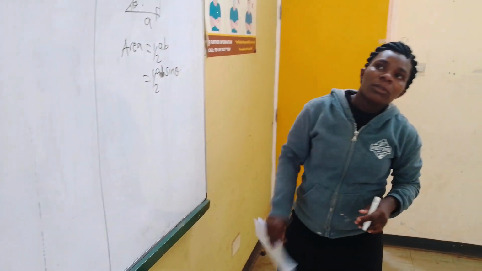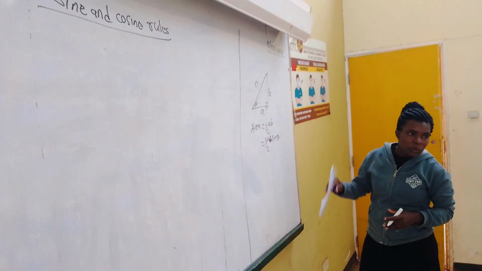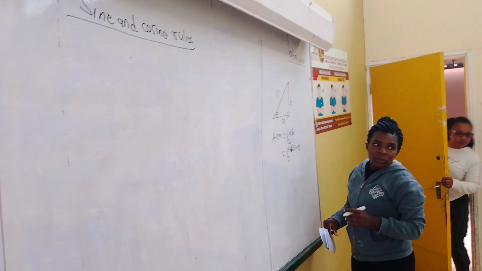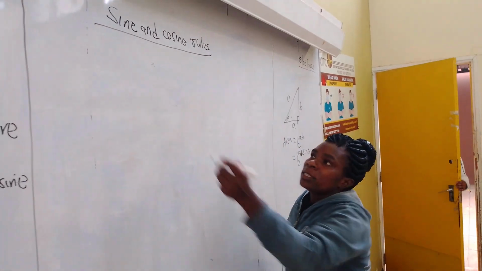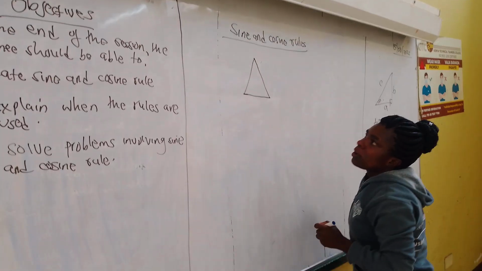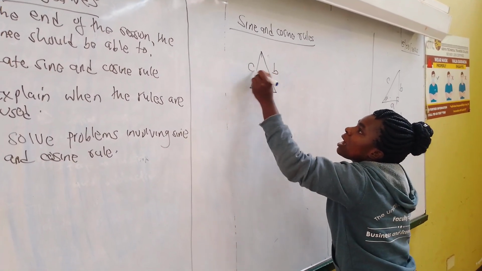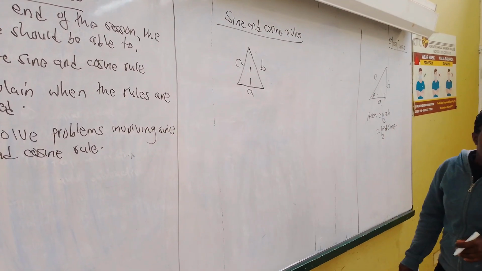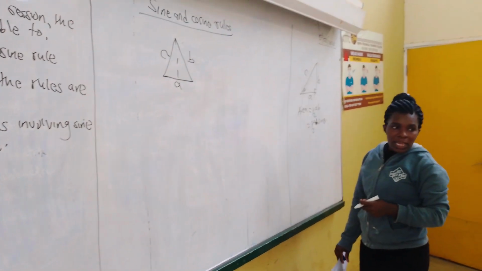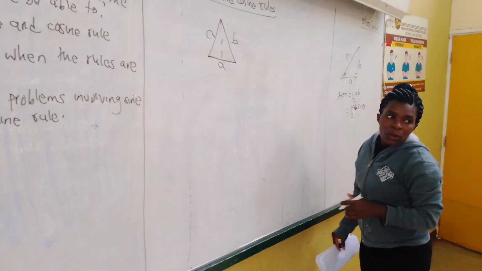Now in our topic today, we will be looking at how we can solve triangles which are not right angle triangles. In our previous classes we have been doing right angle triangles. Now when we have a triangle which is not a right angle triangle, that means that in these triangles we'll have sides A, B and C. How do we find the area? How do we find the angle? And how do we find the sides? This is where we introduce the sine and the cosine rule.